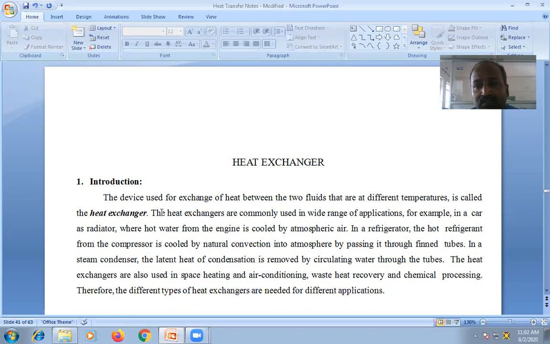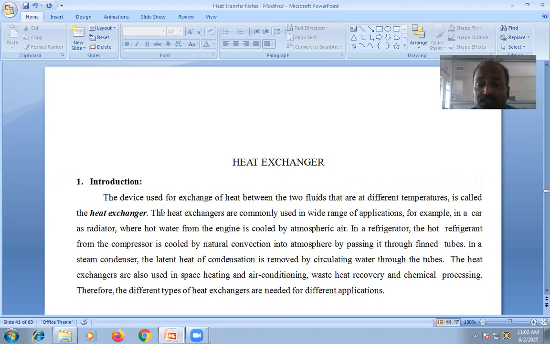Hot fluid will transfer the heat to the cold fluid. Means hot fluid is the donator and cold fluid is the receiver. Naturally, the temperature range of the hot fluid is higher and cold fluid is lower. And there is an equipment by which we can transfer the heat of the hot fluid towards the cold fluid, and that equipment is known as heat exchanger.